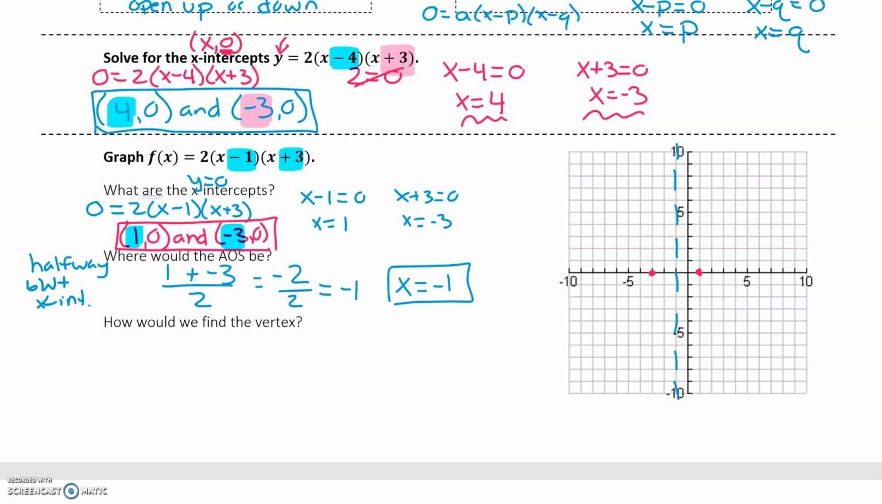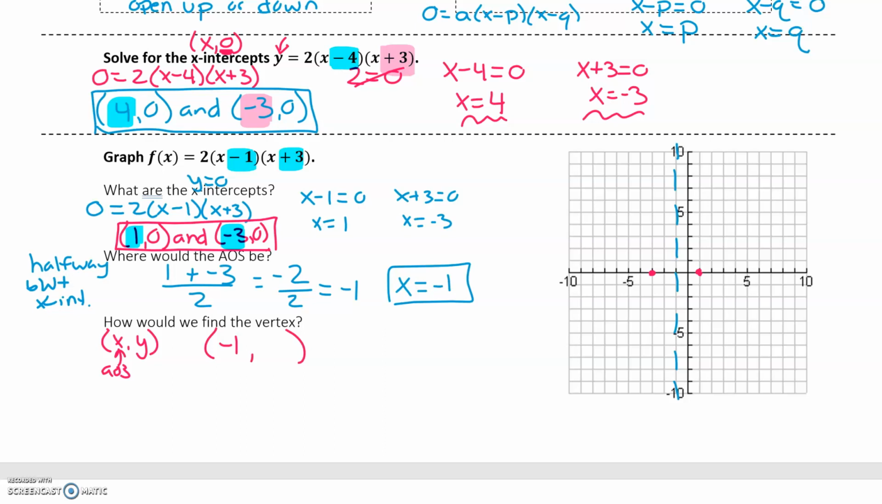So we talked about our vertex. The x of our vertex is always going to be from the axis of symmetry. So I already know the x of my vertex is negative 1. So the question is, how do we find the y? So you can do this one of two ways. We can either plug this negative 1 into the original equation where the x's are, and then just type it into our calculator and get that number.